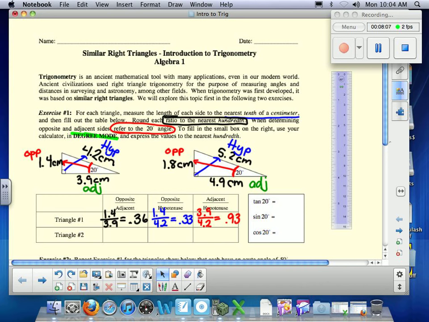Shifting gears, we're going to go over to triangle number 2. And we're going to jump right back into opposite over adjacent. Wow, those are pretty close values. Opposite divided by hypotenuse. Are they all supposed to be those? They should be, yes.